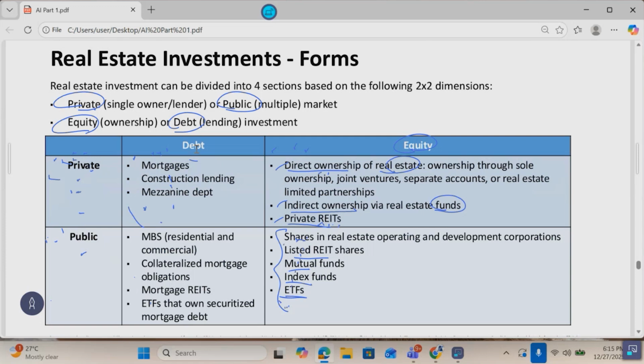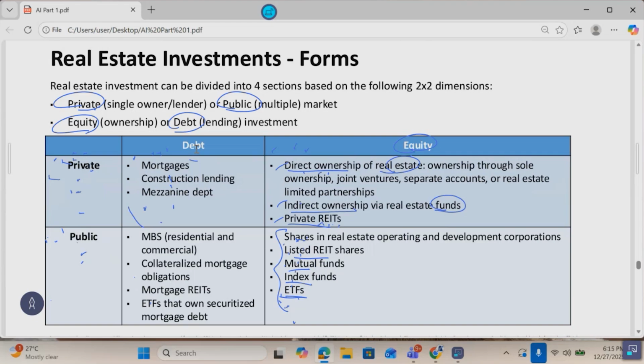Why are they in public equity? Because these are things that are listed on the stock exchange. These are not listed. These are listed. But both of them give you a direct exposure to real estate. Here, best is exchange traded funds, very popular. You go buy and sell exchange traded funds on the market and you can get exposure.